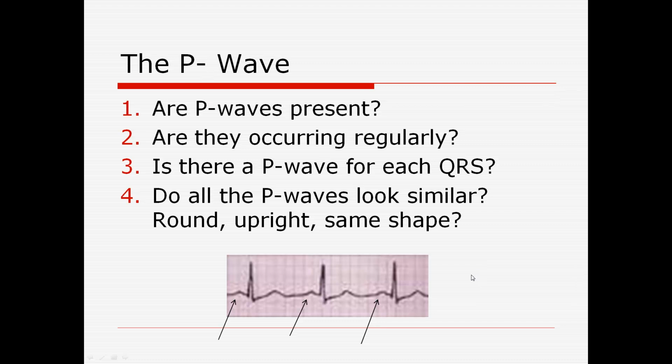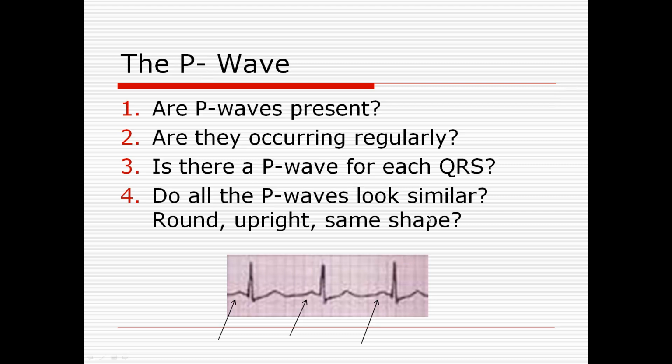So notice the P wave. Let's start from the beginning. Let's look at this. Do I have a P wave in front of each QRS? Yes, I do. Are they occurring regularly? Well, I've got one in each one. Yes, I have a P wave in front of each one. This looks like it's pretty much the same time between this QRS and this one and this one. I would say it's regular.